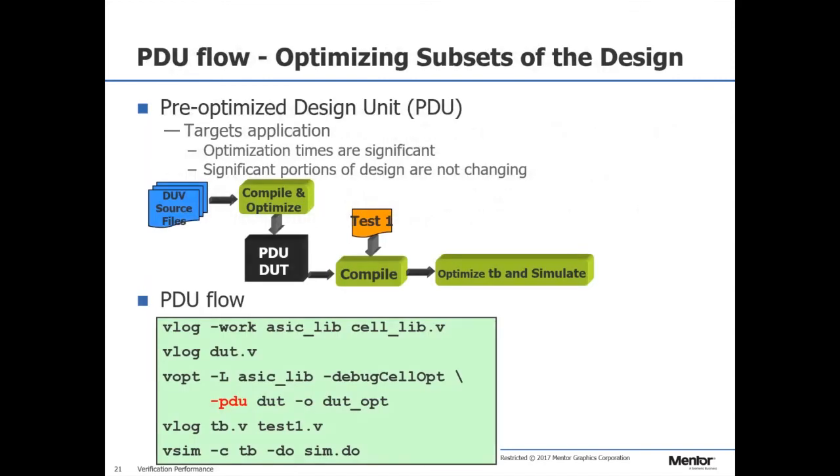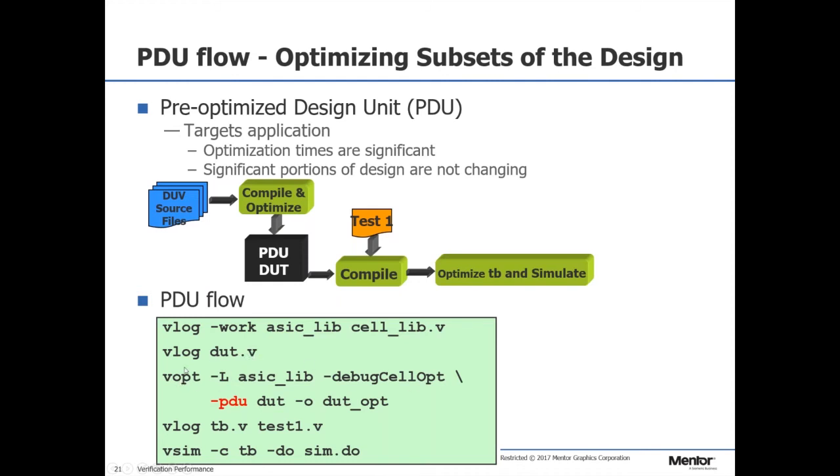Another thing to think about when you are doing a whole set of tests is this idea of creating a pre-optimized design unit. So in this case, I'm saying I have a DUT, and maybe it's a gate level netlist or something, but it could be anything. Here you'll see I've compiled my ASIC library into the work library ASIC lib. I've compiled my cell library, and now I've compiled my design under test. So those are both compiled.